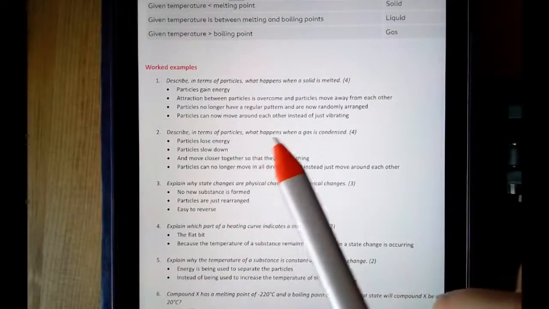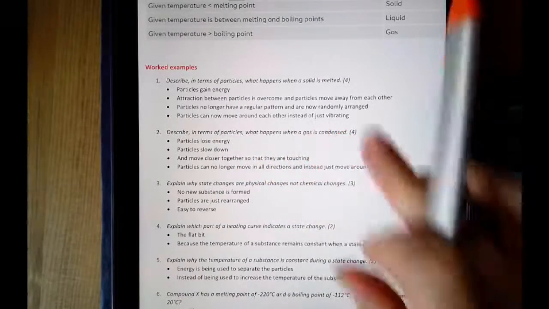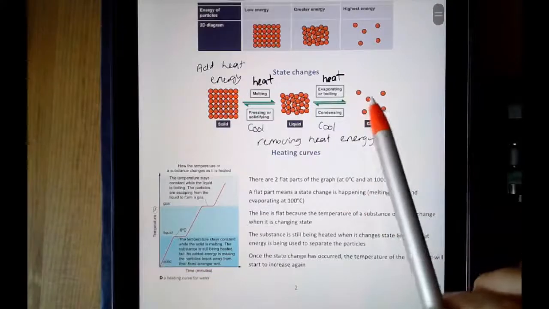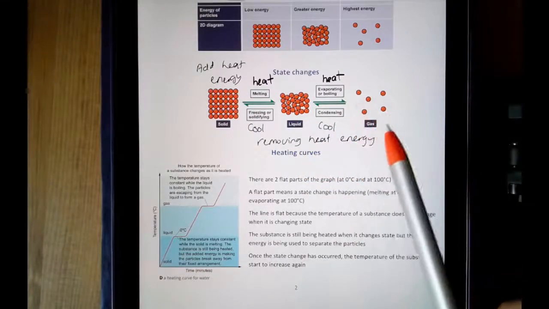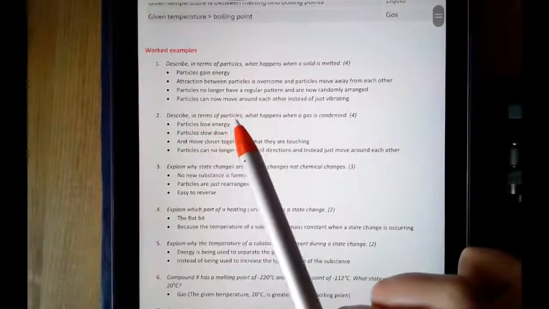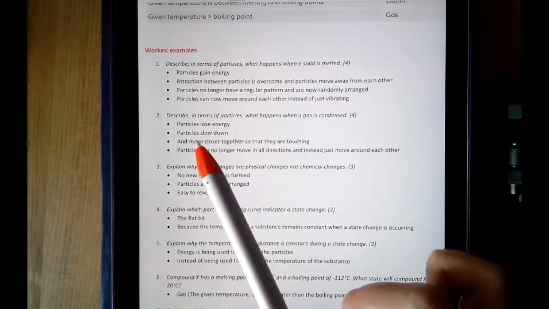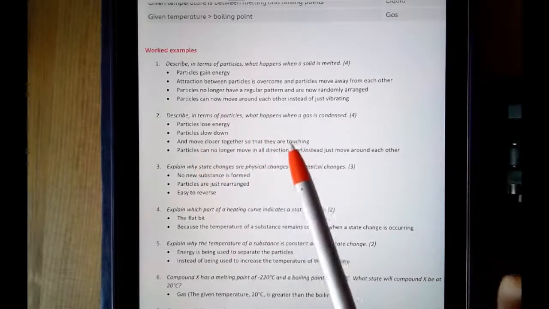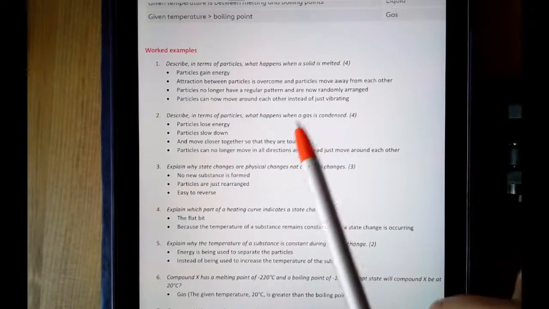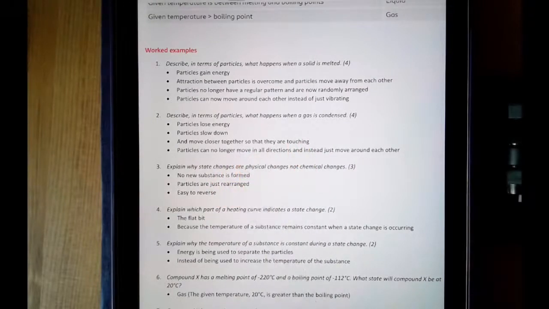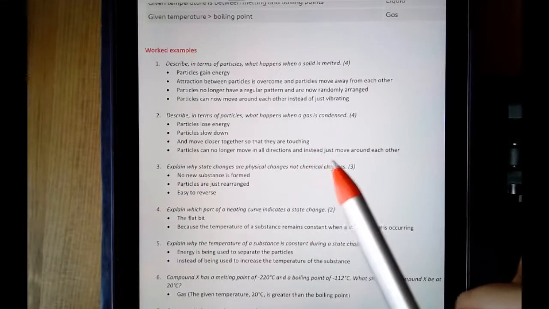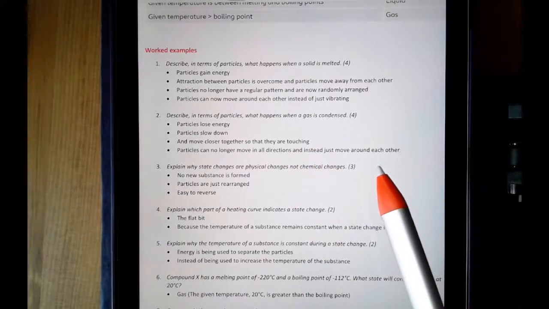Similar type of question, what happens to the particles when a gas is condensed? So if you're condensing a gas, you're removing that heat energy. You want the particles to slow down and move closer together. Okay, so the particles are losing energy, the particles are slowing down, they move closer together so that they're now touching. Remember, in a gas, the particles were far apart. In a liquid, those particles are touching. And in terms of the movement, in a gas, they could move quickly in all directions, but in a liquid, they're just able to move around each other.